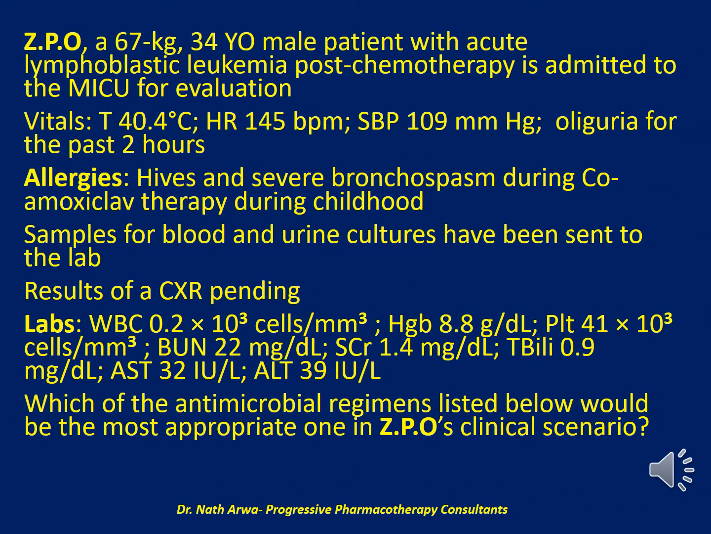And the next question reads: ZPO, a 67 kg, 34-year-old male patient with acute lymphoblastic leukemia post-chemotherapy, is admitted to the medical ICU for evaluation. His pertinent vitals include a body temperature of 40.4 degrees Celsius, a heart rate of 145 beats per minute, a systolic blood pressure of 109 mm of mercury, and oliguria for the past 2 hours. Regarding his allergies, he developed hives and severe bronchospasm during amoxiclav therapy during childhood.